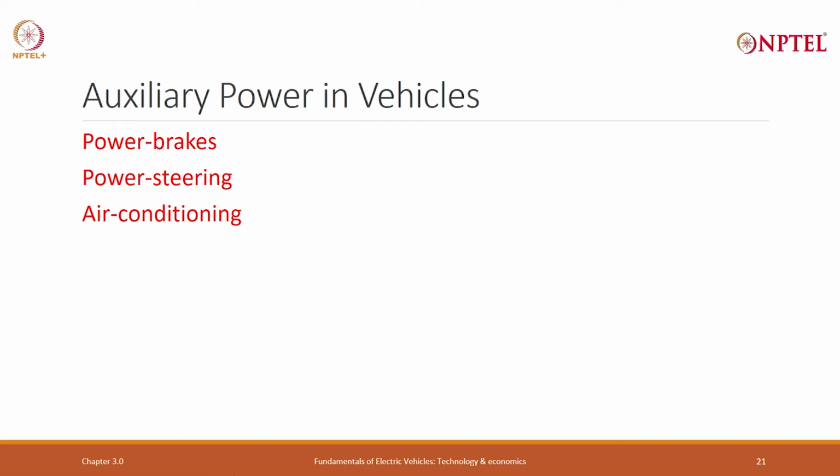What are these auxiliary? I did mention that, but for example, power brakes, power steering and air conditioning. These three are more or less today a must in a car, not required in a two-wheeler, not required in a three-wheeler. In fact, even the car did not have it 25 years back. So, what used to happen? We had to really push our legs like anything, mechanical brake, to suddenly brake. That used to result into accidents.